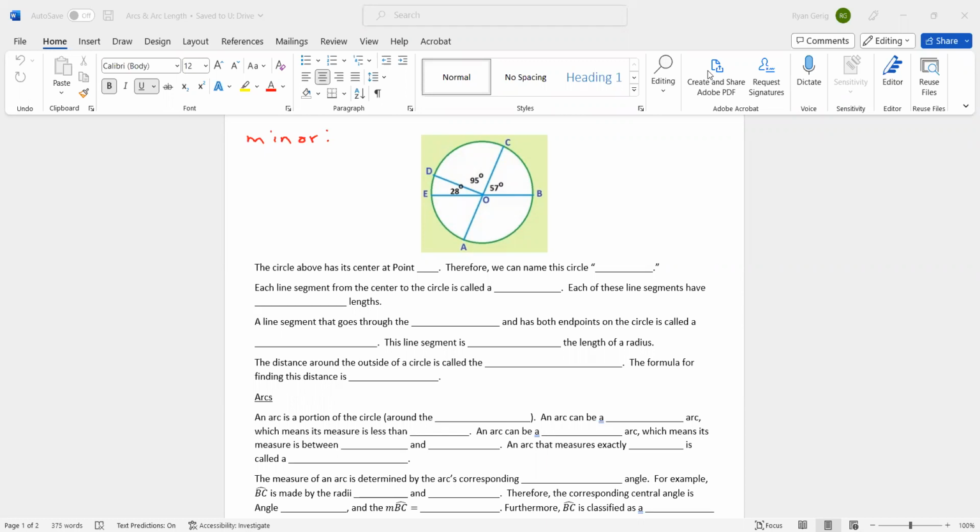These are usually the easier ones. CD is 1. DE is another. Notice it's 2 letters. Minor arcs are 2 letters. EA is another.